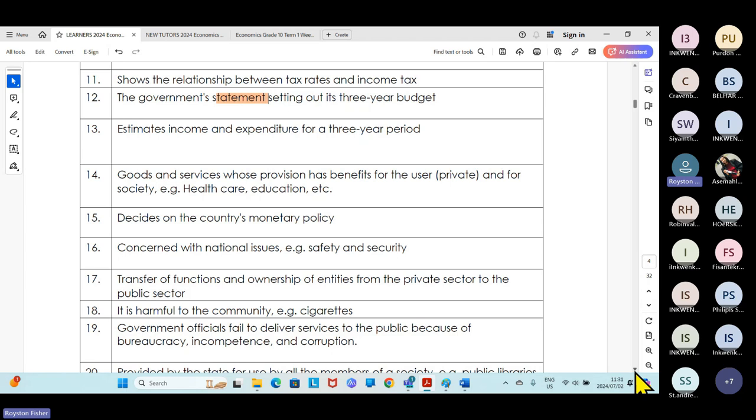Number 16, yeah, they say it is concerned with national issues, for example, safety and security. And who is that particular person? Earlier on when I started with this topic, I said we had a good example of this that took place, and that was Sunday. So number 16, we go back here for Santa Claus. Santa Cruz says National Army, Police, Department of Defense. That's for number 16. That's all answered.